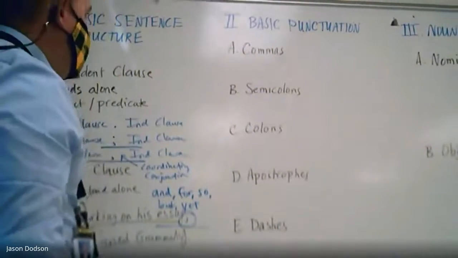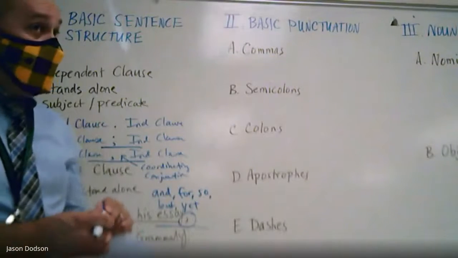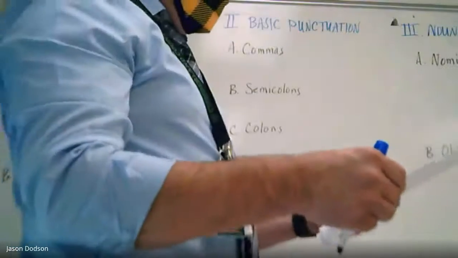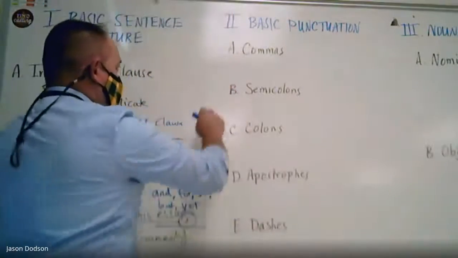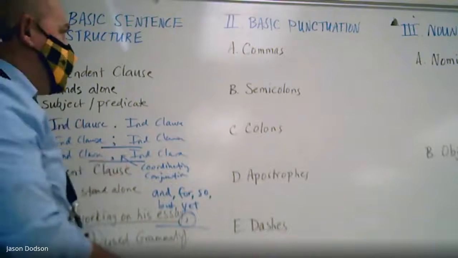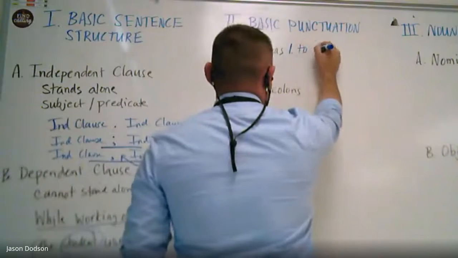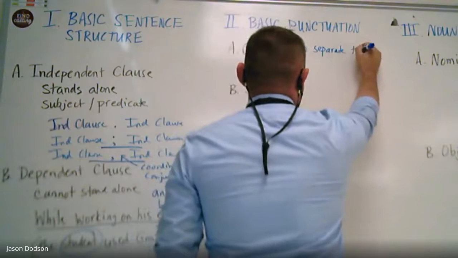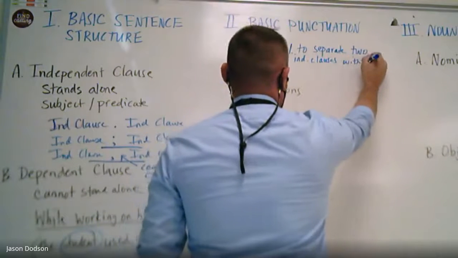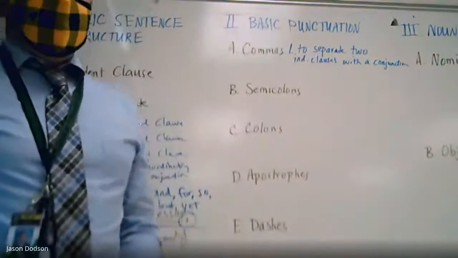Okay, the second thing we're going to talk about are basic punctuation marks. And again, it seems pretty basic, but a big majority of the English portion of the ACT is going to test your ability to do this and to do it well. We've already talked about commas in relationship to two independent clauses with a coordinating conjunction. So that would be probably the first rule, is that you use commas to separate two independent clauses with a conjunction. That's rule number one for using commas.